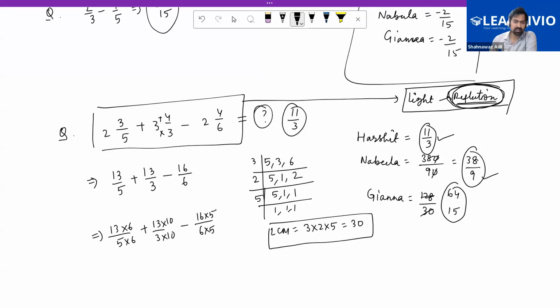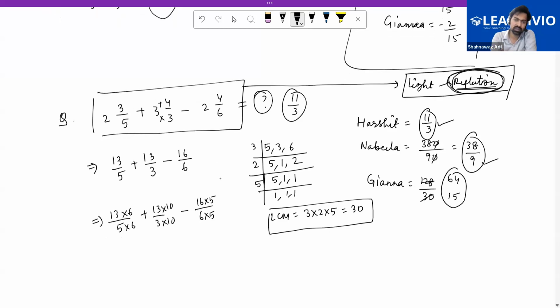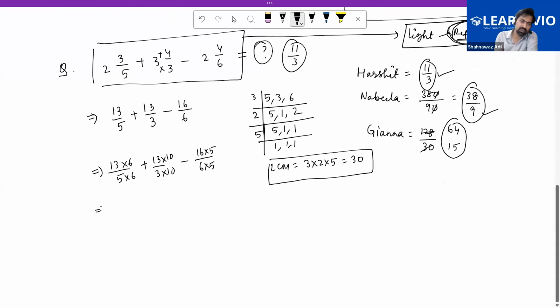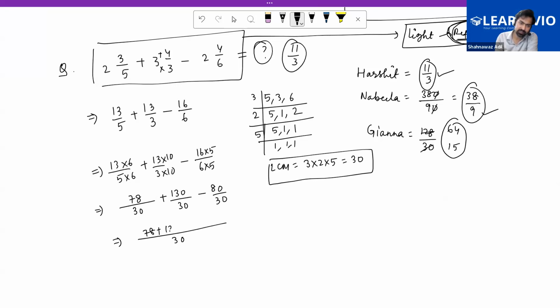Correct, guys? Is it correct? Yes. So then what should be, so this will become, all these three fractions will become how much? So 78, and then this is 130 by 30, and then this is 80 by 30. So now we can simply add these things. So this is first part we have to add, and then we have to subtract.